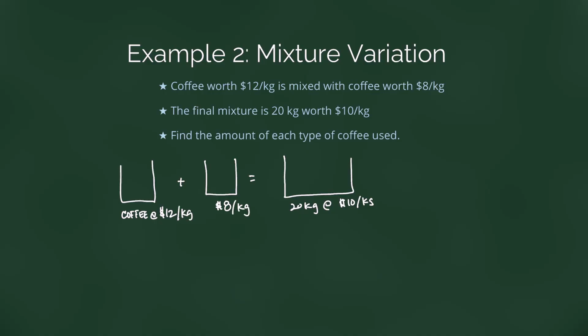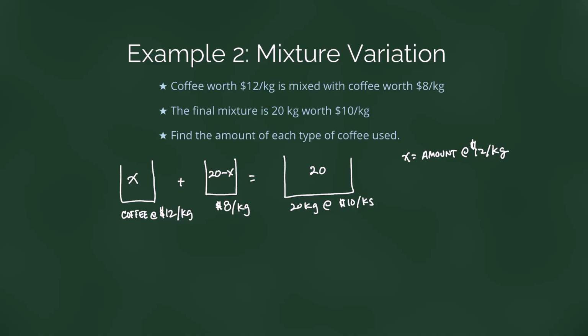All right, so we need a variable here. Let's let x be the amount of coffee at $12 per kilogram. So x is the amount of coffee at $12 per kilogram. Well, since we need 20 kilograms total, that means that this must be 20 minus x, so that we have 20 kilograms over here.